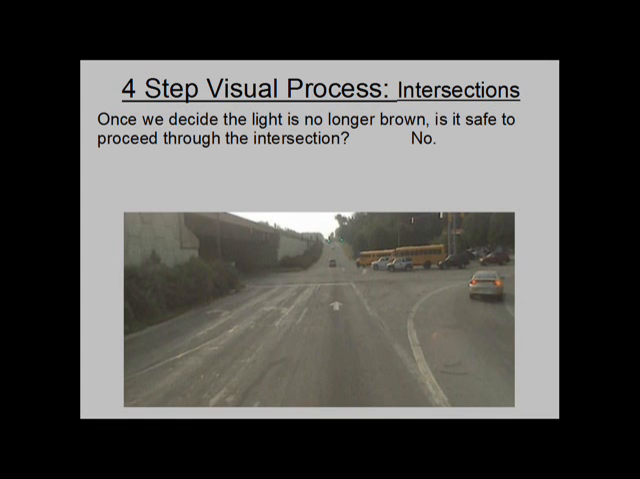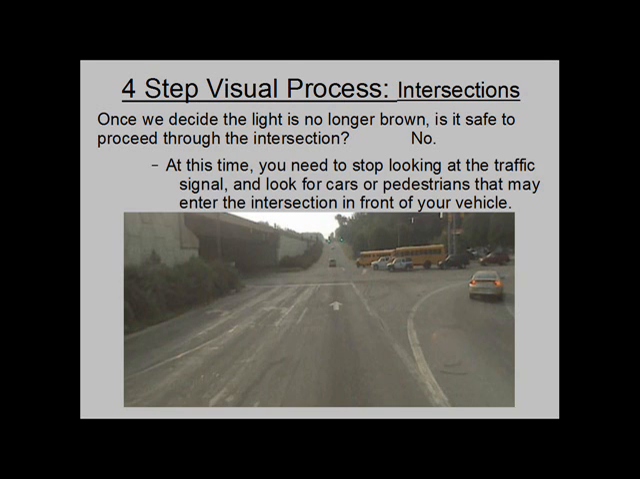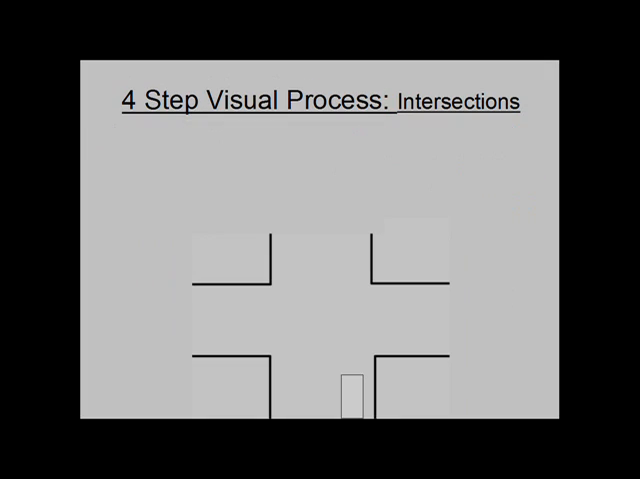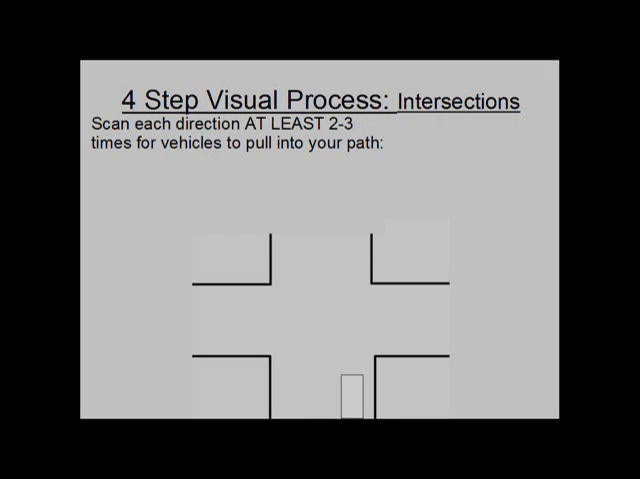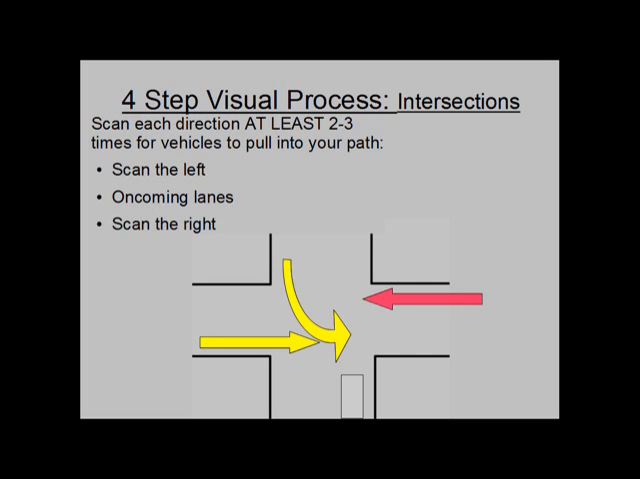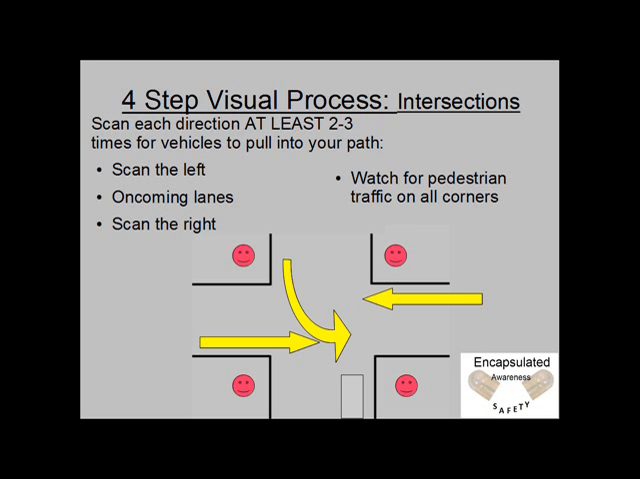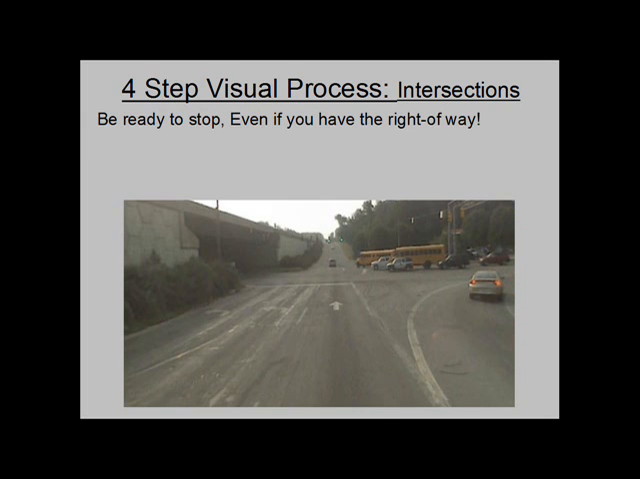Once we decide the light is no longer brown, is it safe to proceed through the intersection? No. At this time, you need to stop looking at the traffic signal and look for cars or pedestrians that may enter the intersection in front of your vehicle. Scan each direction at least 2 to 3 times for vehicles to pull into your path. Look at the left lane, the oncoming lane, and the right lane, all several times each. Watch for pedestrian traffic on all corners. Be ready to stop even if you have the right of way.